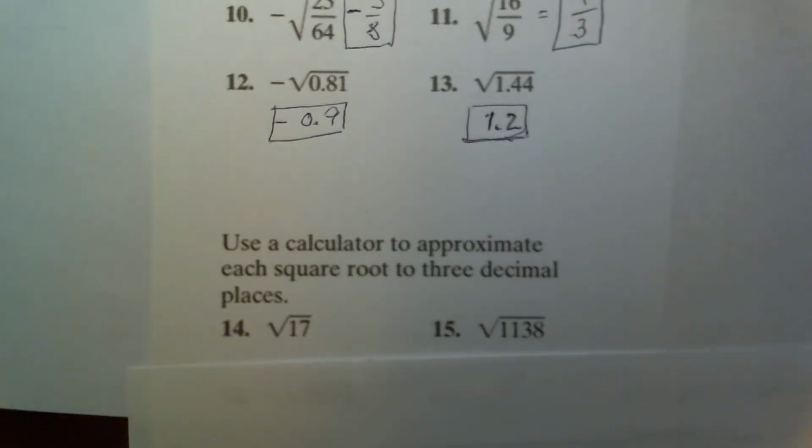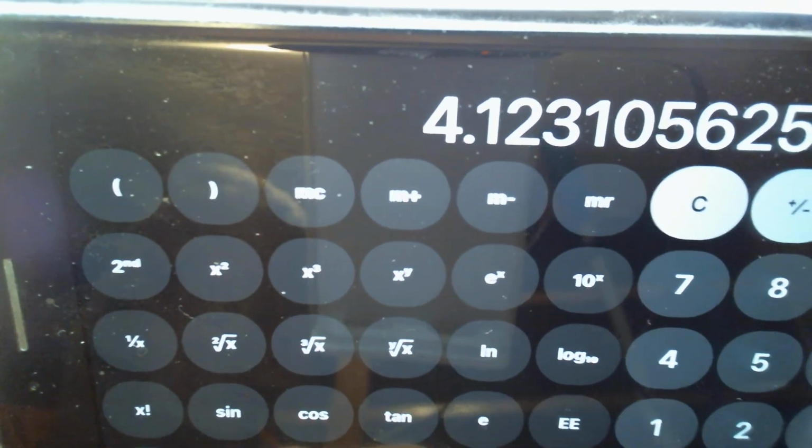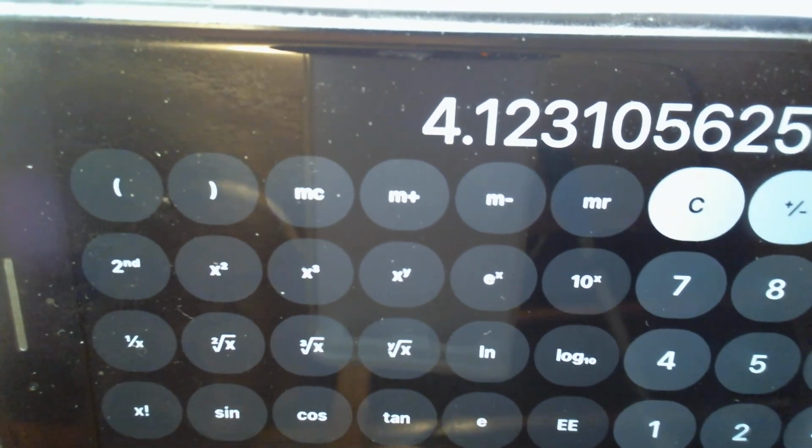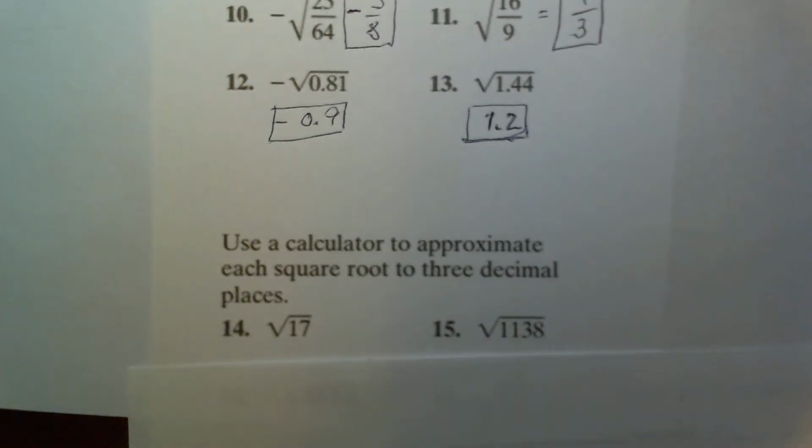So I will do that. 17 and then square root of 17, and here's the result, 4.123. And since we are having 3 decimal places, the approximation would be 4.123. So that's approximately equal to 4.123.